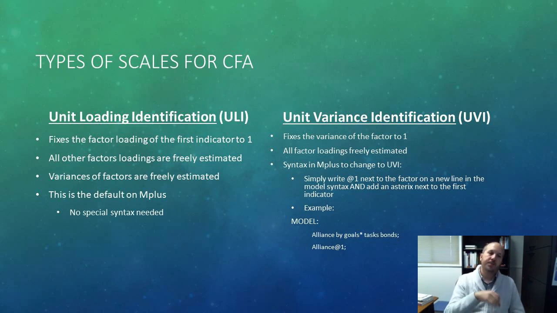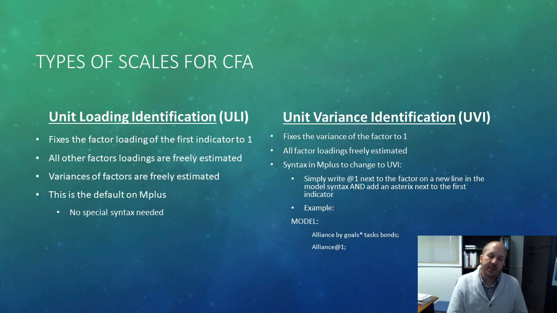So for the ULI, the unit loading, the unit is going to be your indicator. In the unit loading identification, we're going to set that loading to 1. All other loadings in there are estimated freely, and the variance of the factor is estimated freely. This is the default in Mplus. So if you're going to do a CFA in Mplus, unless you add extra syntax, this is what it's going to do: unit loading identification. Unit variance identification, again, fixes the variance of each factor to 1. Each of the factors' variance is set to 1.